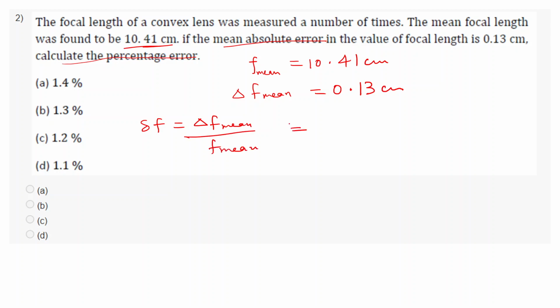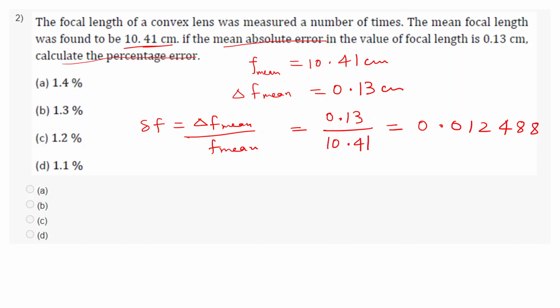Right? So we are already given these things, we don't need to calculate anything. We'll put in the formula 0.13 divided by 10.41. So again, using calculator, 0.13 divided by 10.41. What I'm getting is 0.0124. There are more digits that I'm seeing on my phone, but okay, I'm just writing this.